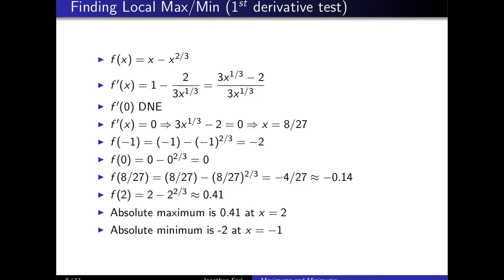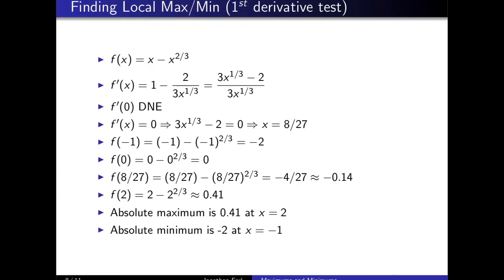And then if we're looking for where the derivative is 0, we'll set the numerator equal to 0. So we'll say that 3x^(1/3) - 2 is 0. After solving that, we get x is 8/27. So we'll have two critical points. One is at 0, the other is at 8/27, and both are inside the interval in question.